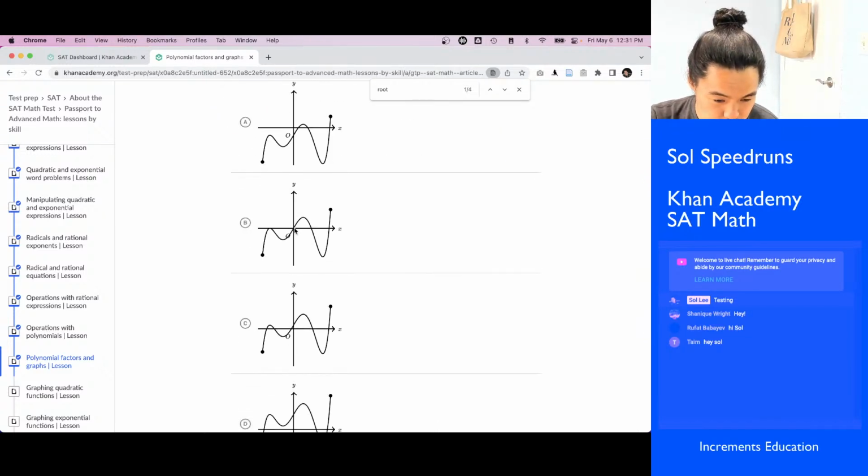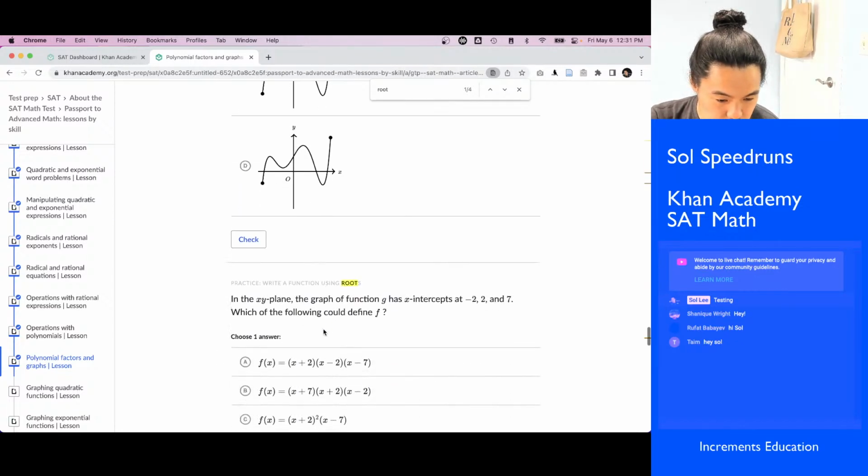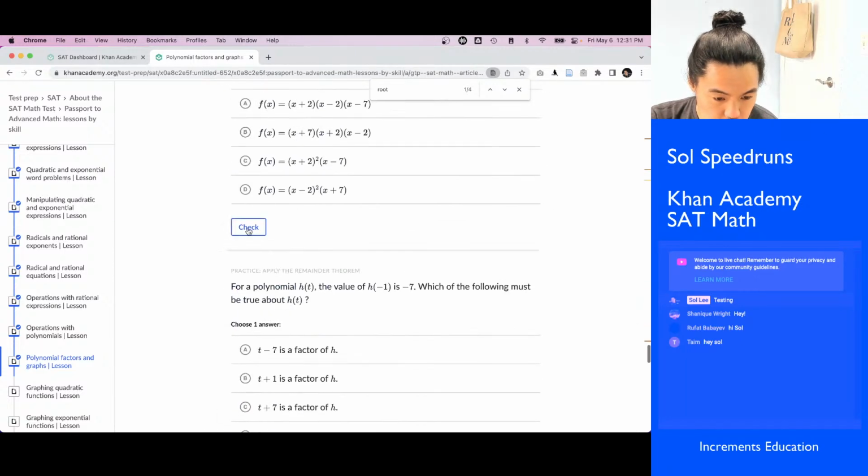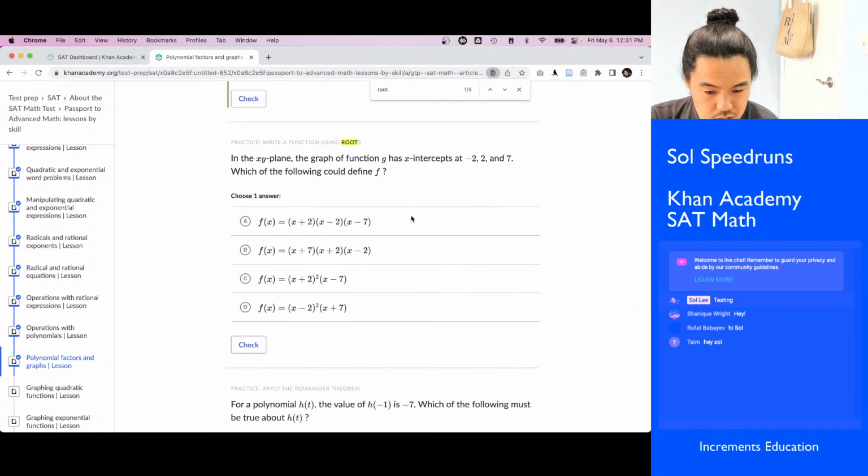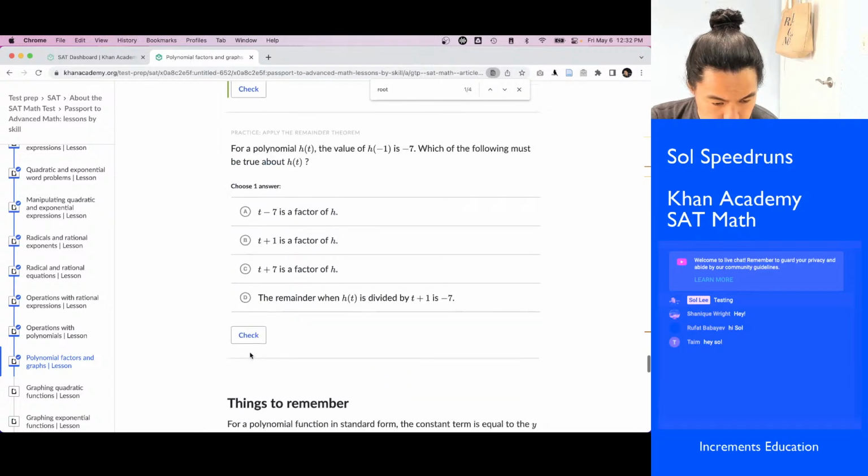4 zeros, 1, 2, 3, 4. It could be B, bro. 1, 2, 3, 4, 5. No. 1, 2, 3. No. Good. Well, I just need a +2 and a -2 and a 7. All right, that's A. Easy peasy.